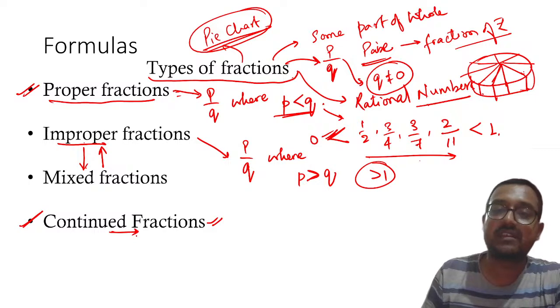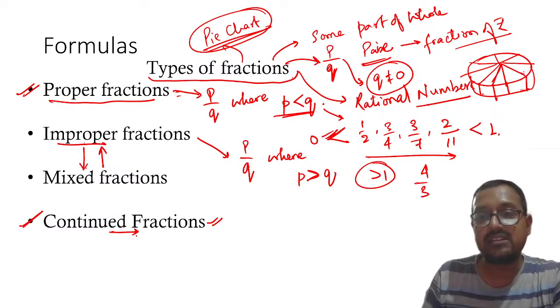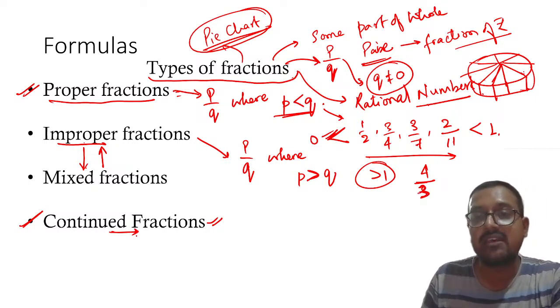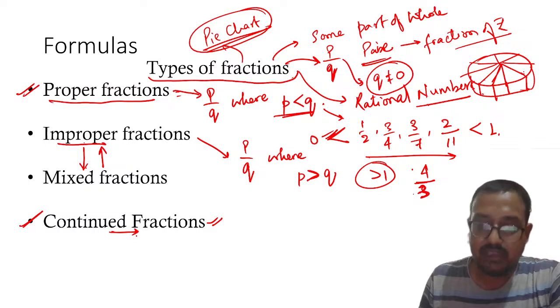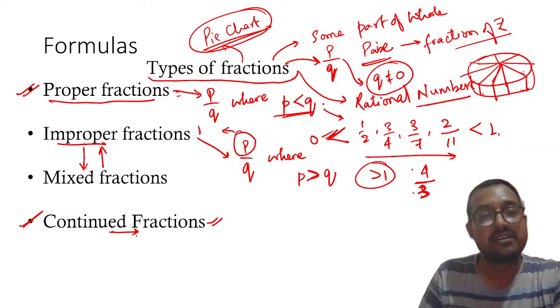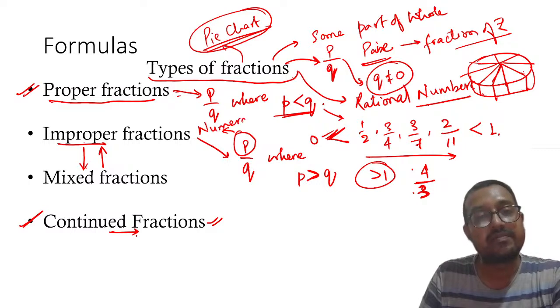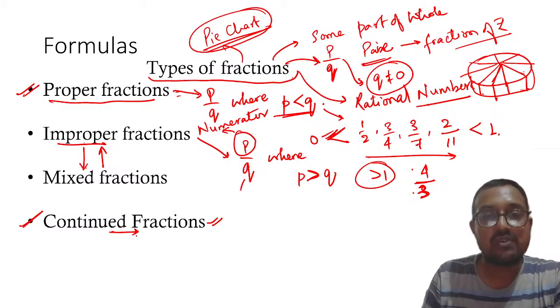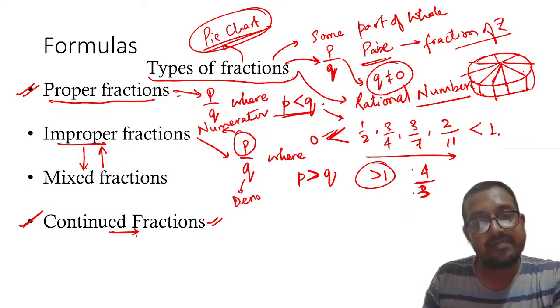For example, over here, 4 by 3. This is improper fraction. You can see that numerator is greater than denominator. So please remember, top number is numerator, and the bottom one is denominator.